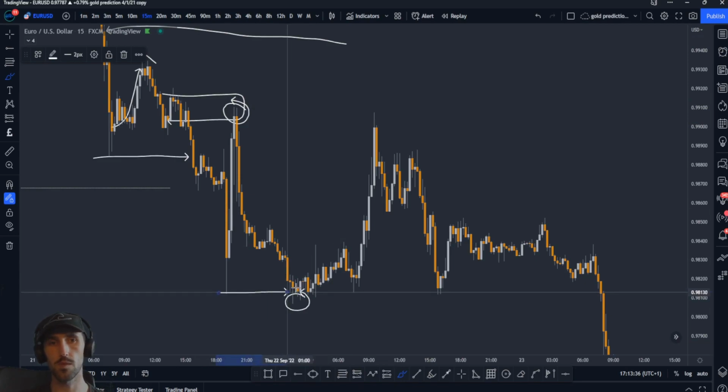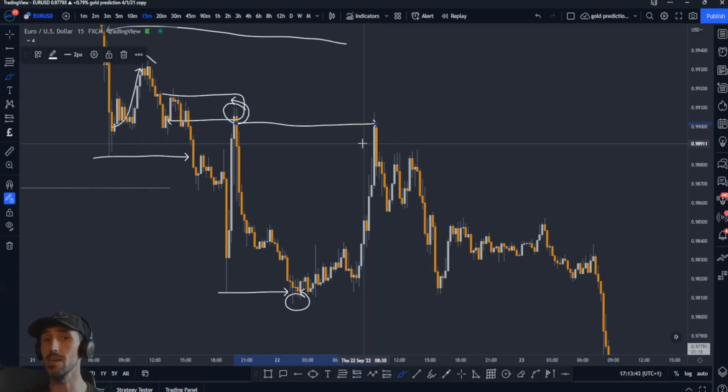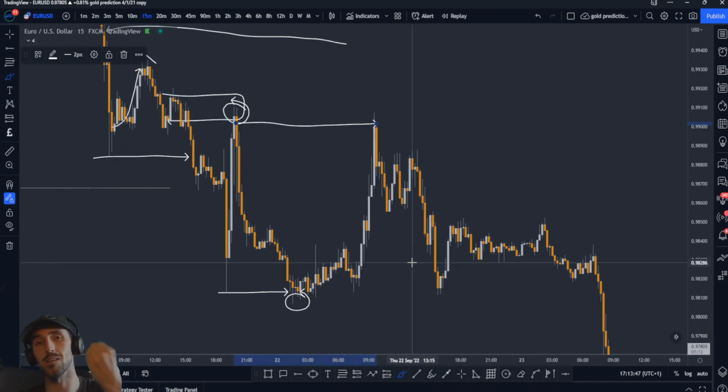Breaking structure, what do we expect it to do? Pull back to the area where the big guys invested and then continue to do what? Present us with new ranges, taking us lower.